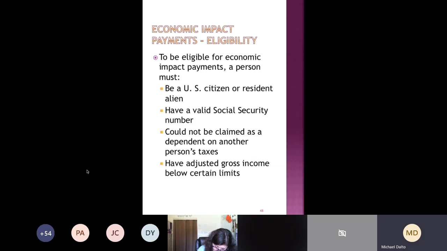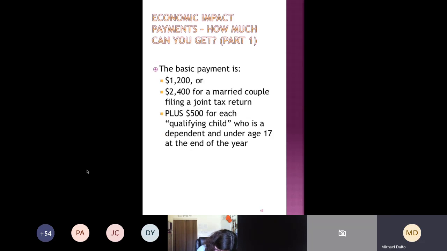Okay, so that's a key eligibility criterion here. This is the reason that many people with disabilities, even though they are adults, may not qualify for economic impact payments if their parents or someone else is claiming them as a dependent on their taxes. Okay, and you have to have adjusted gross income, that's basically taxable income, below certain limits.